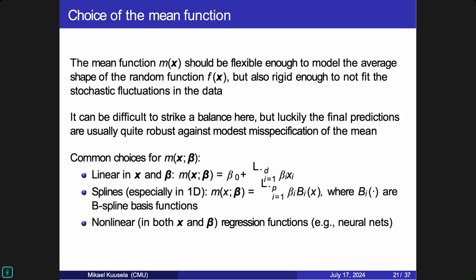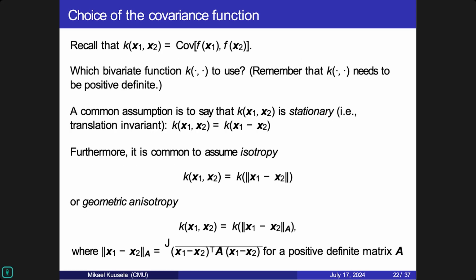So let's move on. The more interesting and important part is how you pick the covariance function. The covariance function is the covariance between the Gaussian process at two locations. So the question is, what function do we use? And remember, not all functions count, so they need to be positive definite functions.